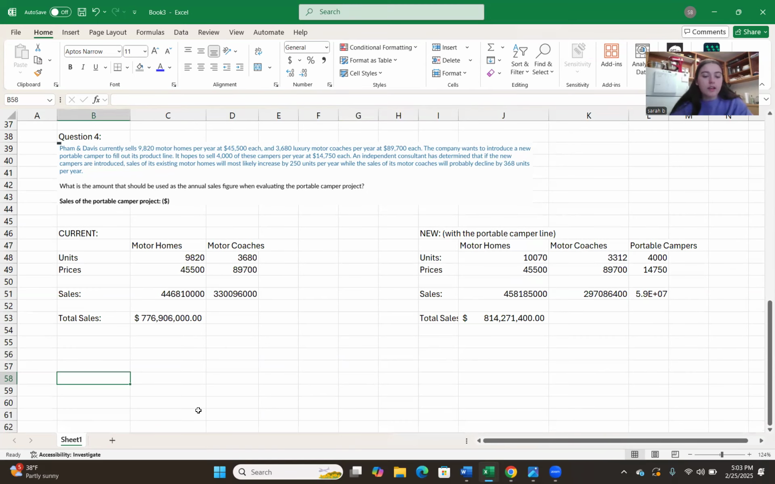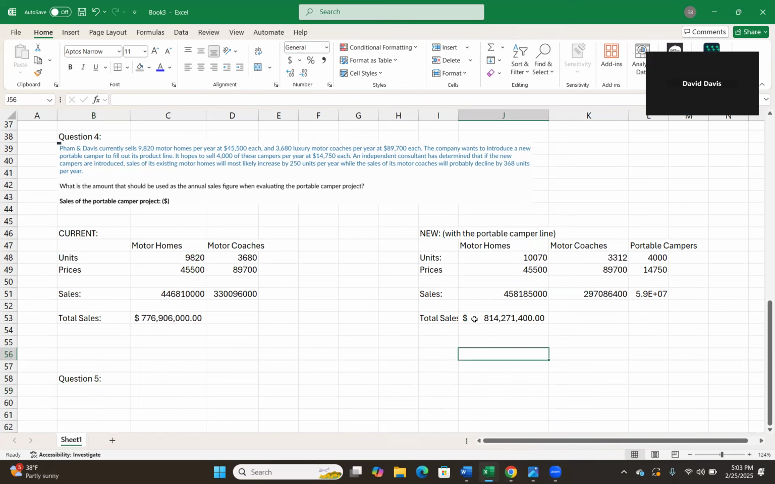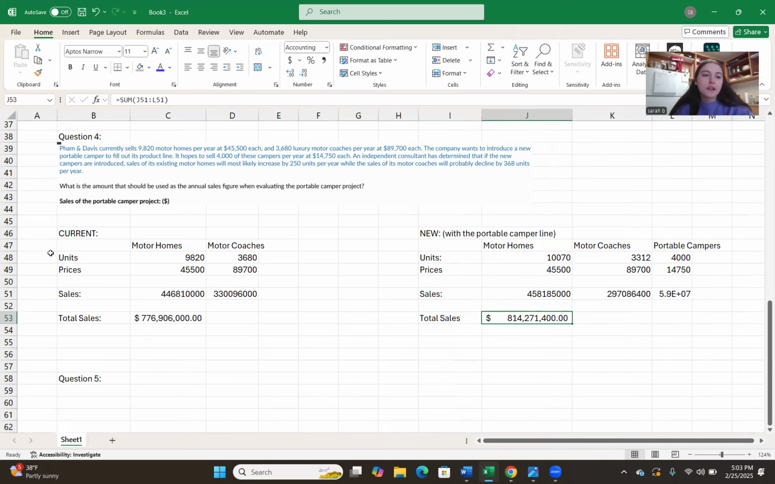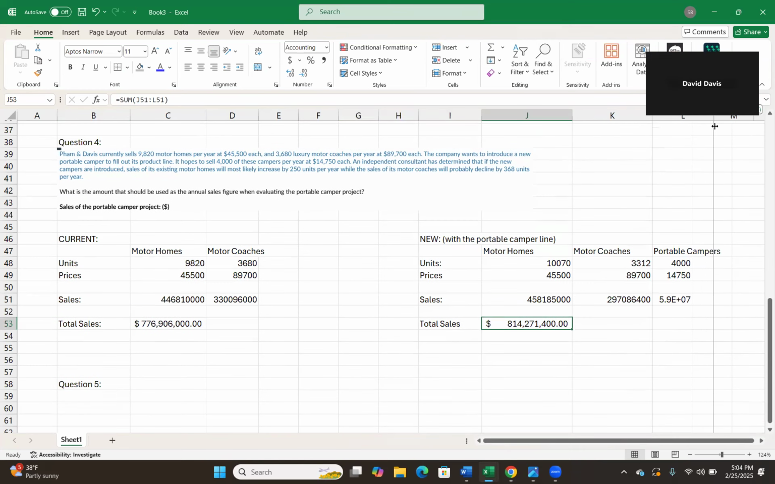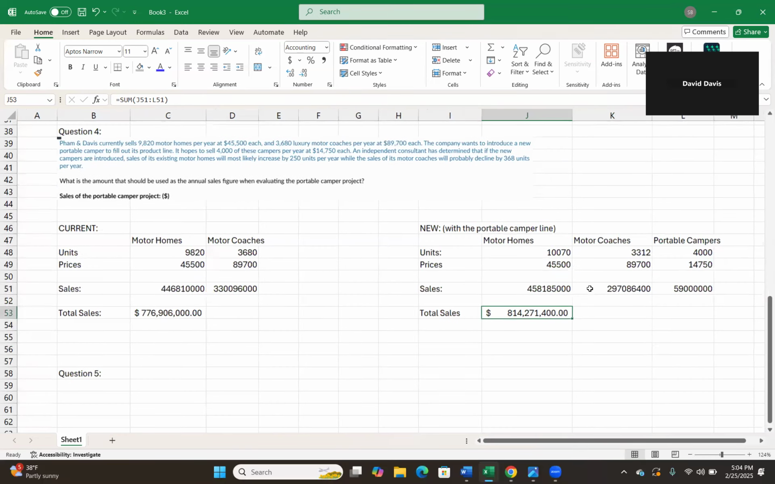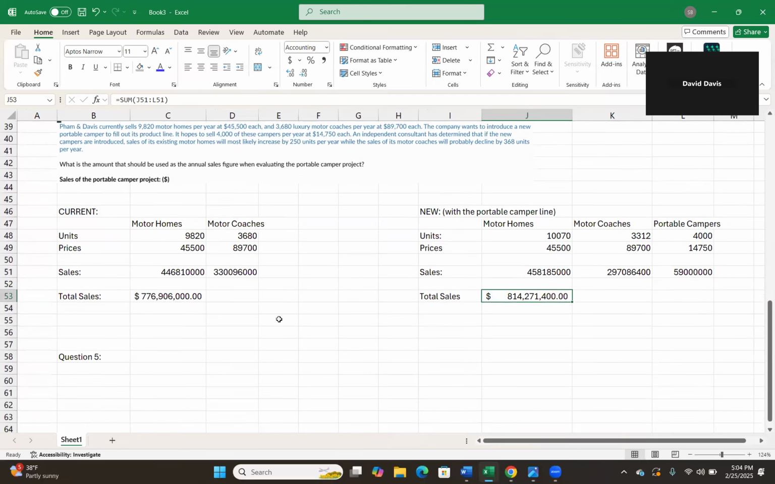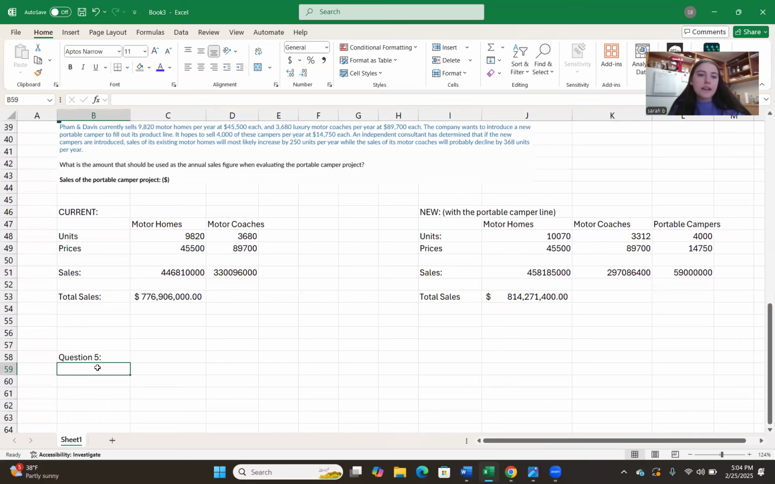Okay. Let's go to question 5. Really quick, I missed, what did you actually put as your answer? This total sales says, what is the amount that should be used as the annual sales figure when evaluating the portable camper project? So this has the portable camper in there. I'm going to put my total sales for motorhomes, coaches, and portable campers. Right, but wouldn't we just go with the difference? Actually, you did. Never mind. We'll leave it as it is, because when we're building our income statement, we'll leave our total sales like this every year.